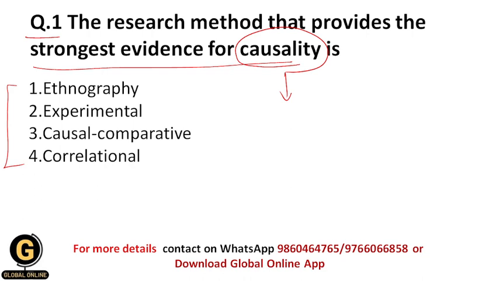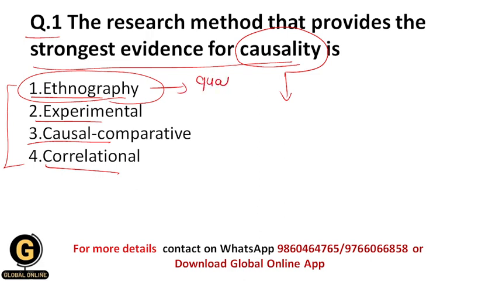Okay, so whether it is ethnography, experimental, causal comparative, or correlational, let us think about it step by step. What are the meanings of each and every research method? The ethnography research method is a qualitative type of research method, because in this method a researcher wants to study the culture of a particular society or community.